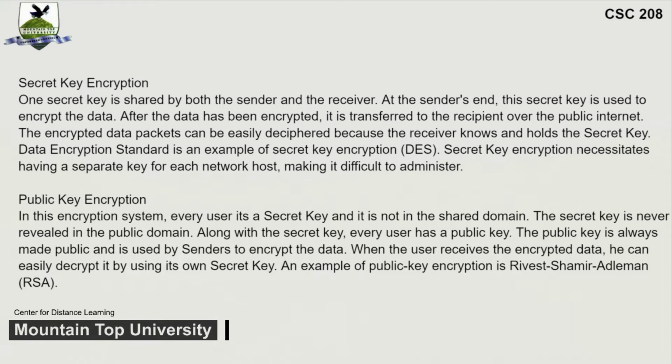Public key encryption: in this encryption system, every user gets a secret key, which is not in the shared domain. The secret key is never revealed in the public domain. Along with the secret key, every user has a public key. The public key is always made public and is used by senders to encrypt the data. When the user receives the encrypted data, he can easily decrypt it by using his own secret key. An example of public key encryption is Rivest-Shamir-Adleman, RSA.